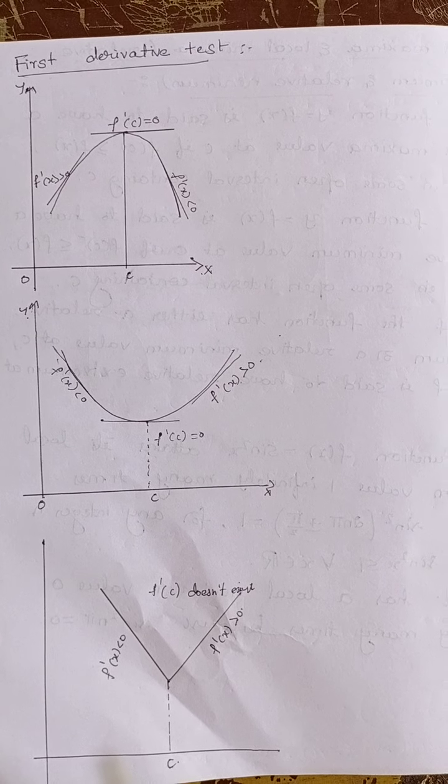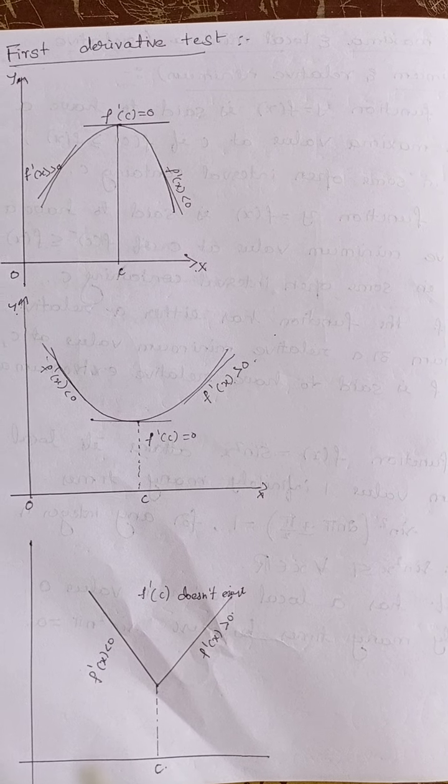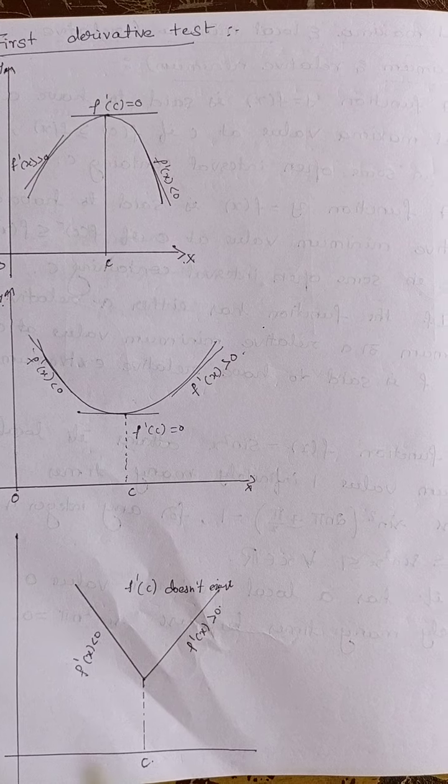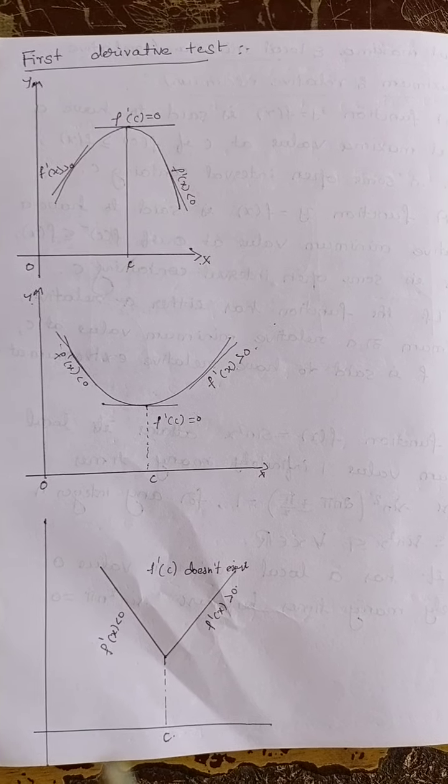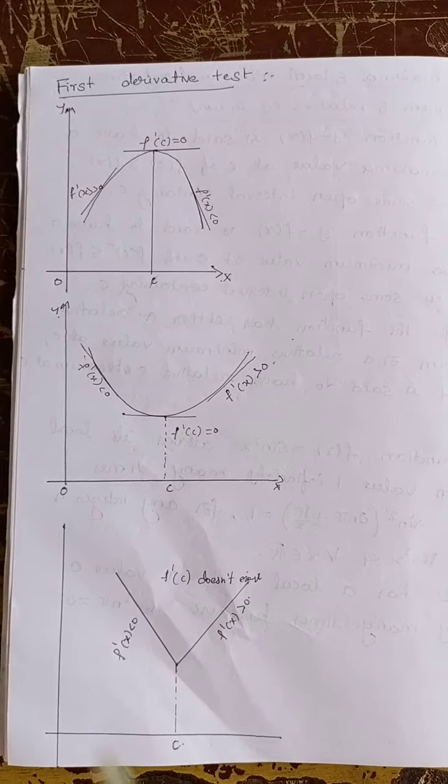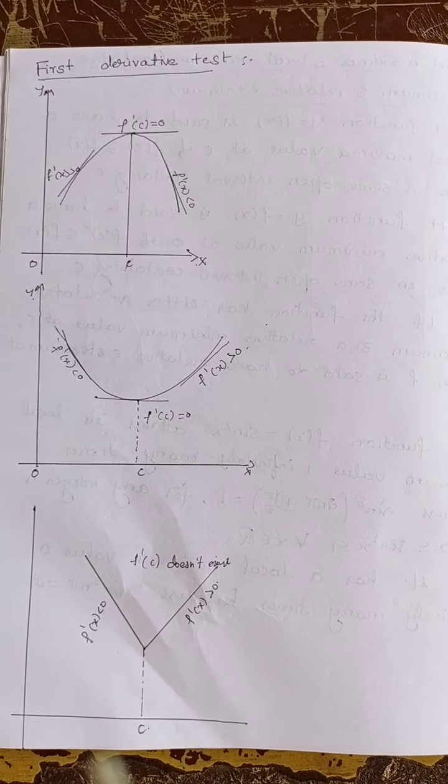Critical point definition: an interior point c of the domain of a function f, where f dash of c is equal to 0 or f dash of c does not exist, is called a critical point. So let's see some important statements.